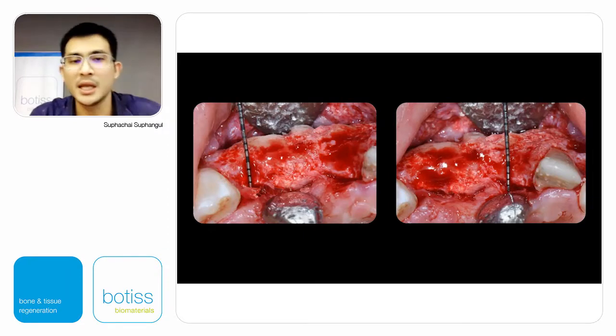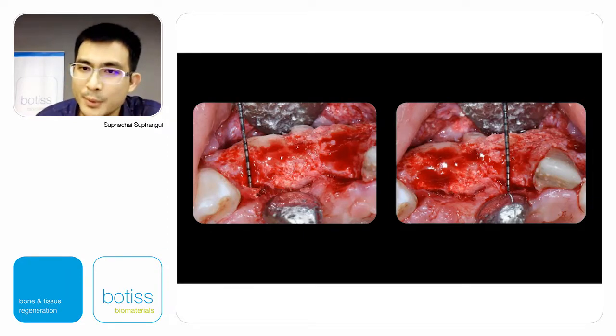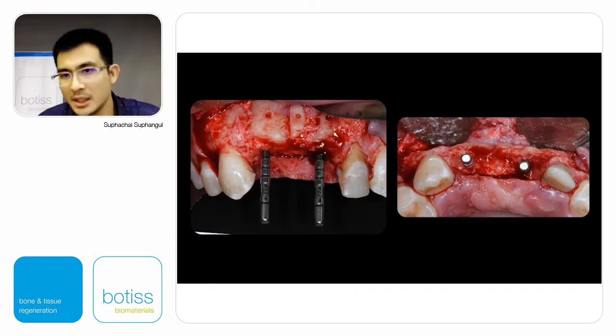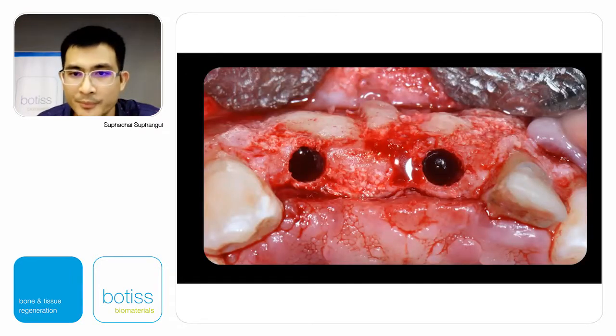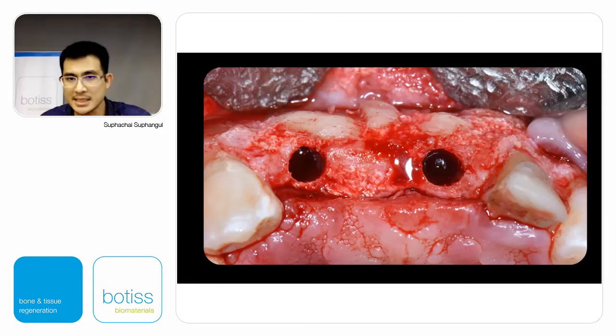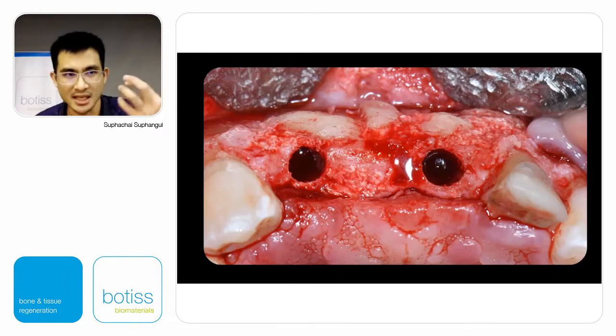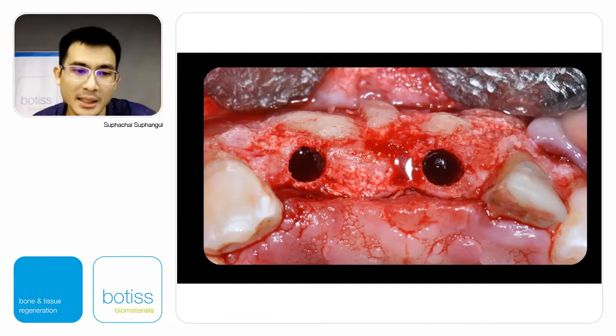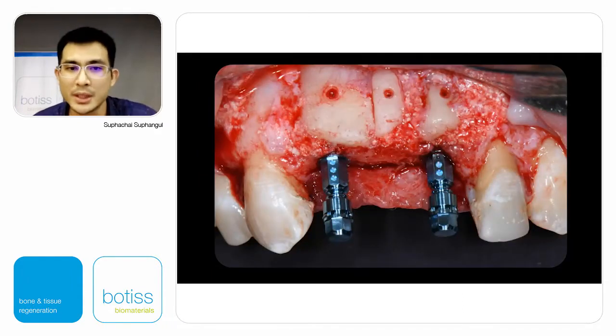After I reduce the bone, you can see from the probe we get like 8 to 9 millimeters in both areas. Then I did the implant as the protocol. This picture shows the bleeding inside of the bone graft. It means it's living, it has blood supply. And then we place two implants to do the bridge between 1-2 and 2-1.